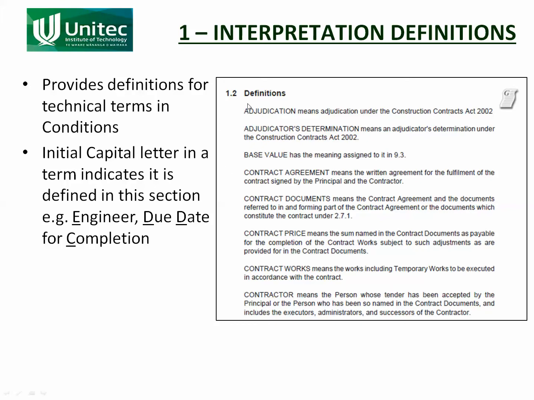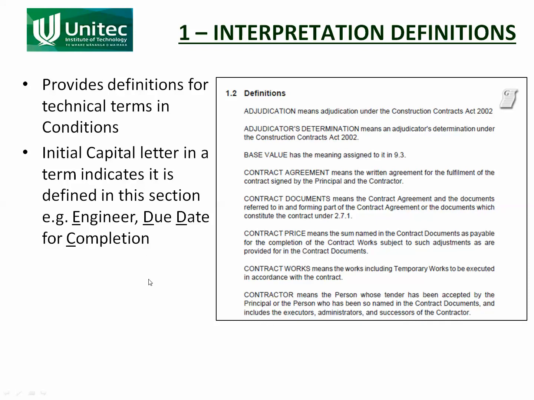The first part, section 1.2, is the definitions. So it provides the definitions for the technical terms and the conditions. For example, if you want to know what contract price actually means, it's written down here. It saves on contract price can mean different things to different people. By putting it in the definitions, it says in this contract, price means this. Okay, and that's quite a useful section, and it's always a good idea to clarify what things mean.